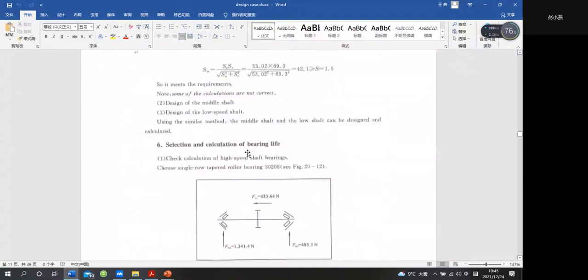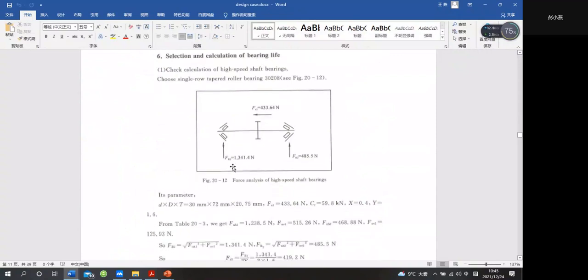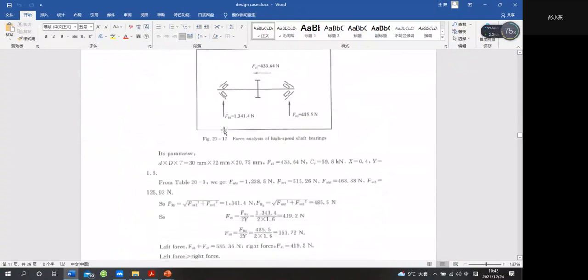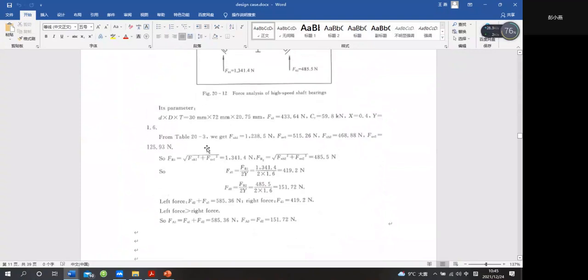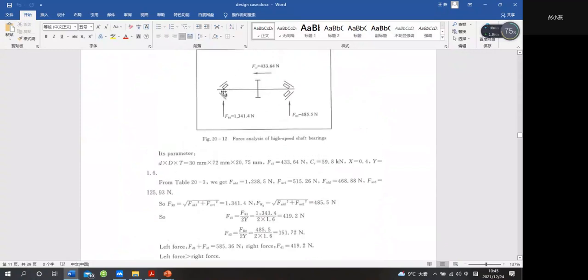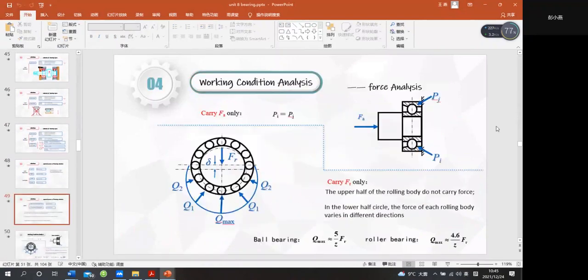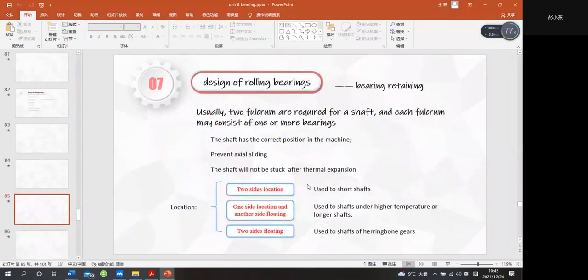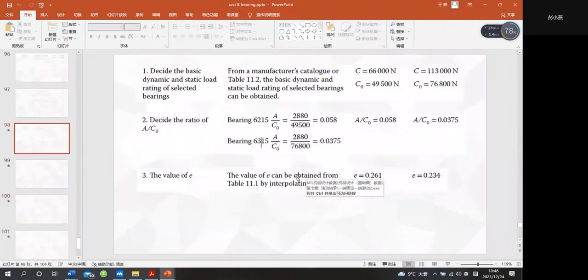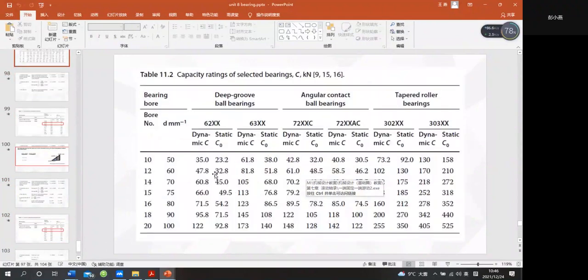And then we also need to check the bearing life, okay? And choose the bearing type. And we do the calculation of the axial force and the radial force acting on the bearing. You remember in the bearing PPT, we have examples. Do you remember how to calculate the axial force and the radial force? Okay, you can find it in the PPT.